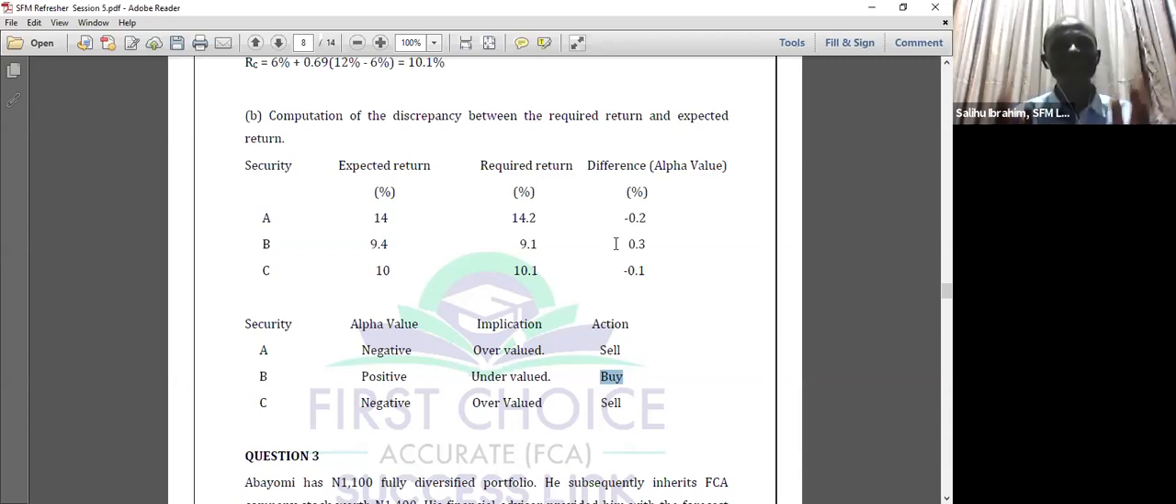When the alpha value is 0, it means that the stock is correctly priced. When you do your expected return minus your required return, and what you have is 0, it means the stock is priced correctly, on what we call the security market line. Time will not permit us to go into detail of those things.